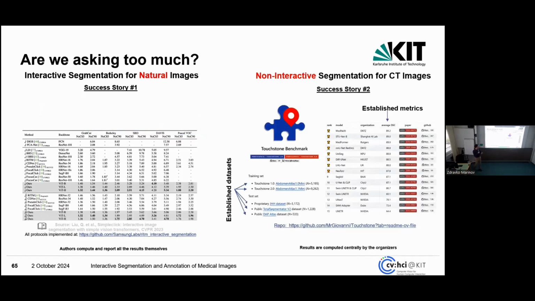Another success story is the Touchstone benchmark. It's a recent benchmark that goes into non-interactive segmentation of CT images. You have this Abdomen Atlas dataset, you pre-train your model on it, and you submit it as a challenge submission, for example, to the organizers. They have this really nice systematic way to evaluate the methods, establish metrics and establish datasets. And you can build on top of that to create something which is much more reasonable than this chaotic mess which we saw earlier.